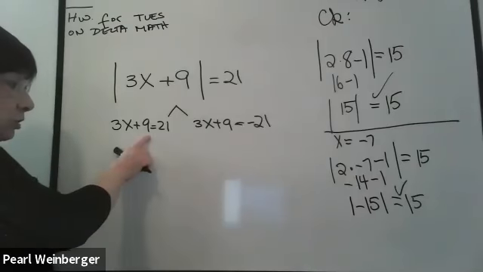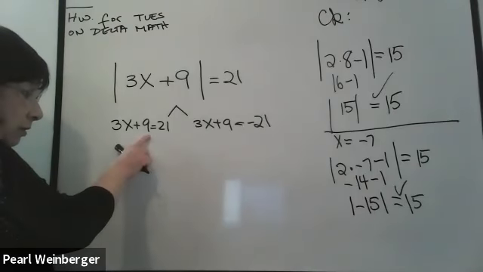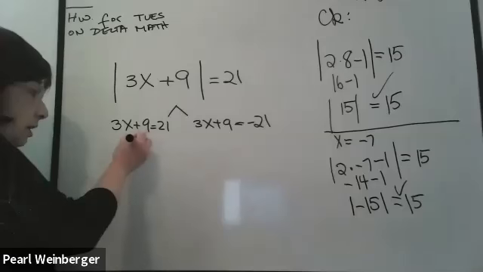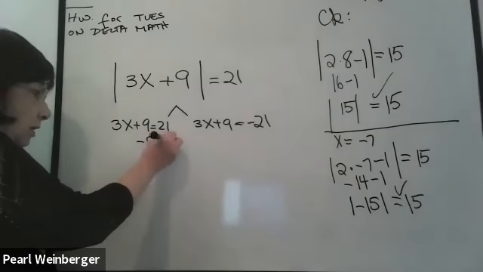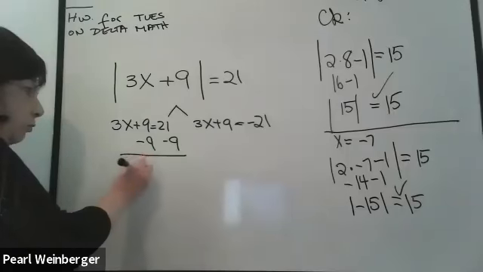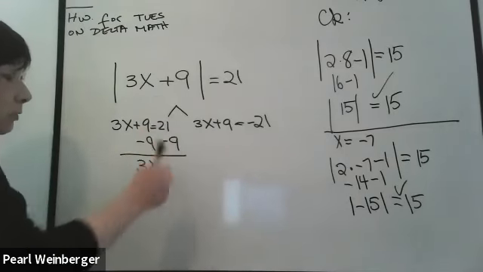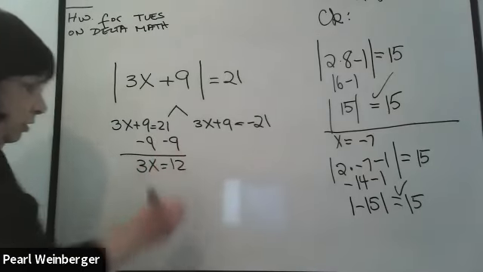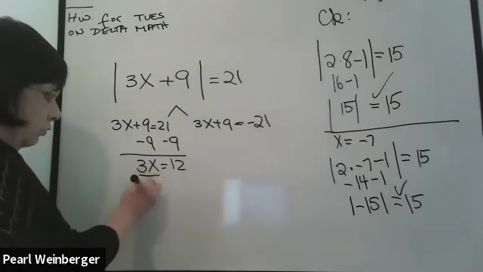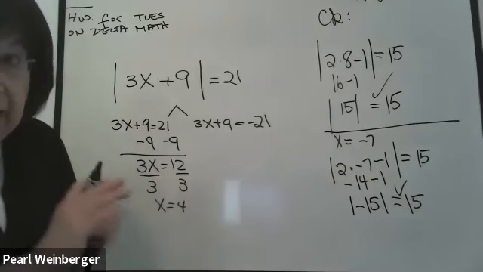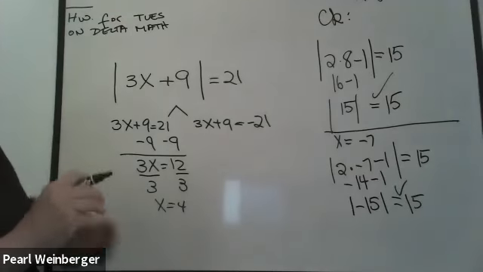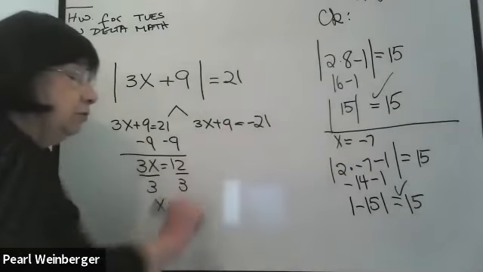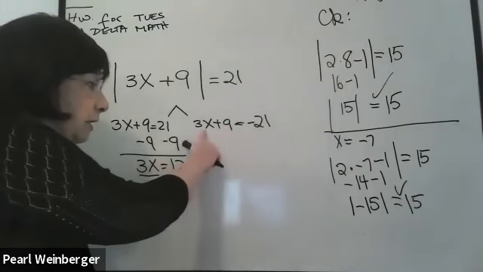So in this equation, I have to bring the 9 to the other side. So I'm going to subtract 9 from both sides. That'll give me 3x equals 21 minus 9, which is 12. And then I'm going to divide by 3, which is 4. And we get one answer, x equals 4. I'm halfway there. I haven't finished the problem. I still have to do the other side, the other equation.